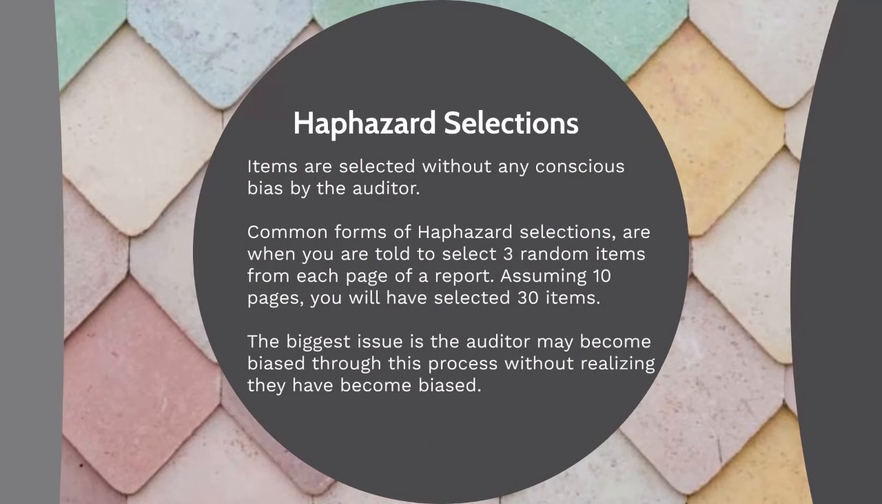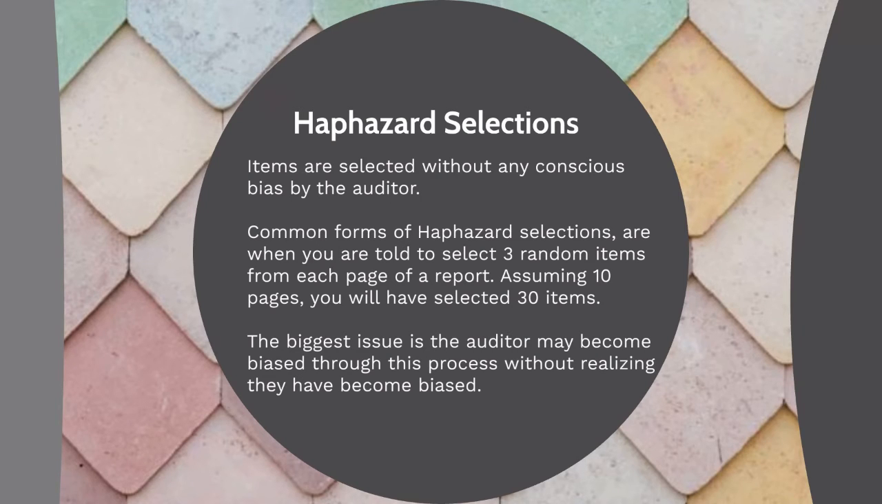Another sampling method is the haphazard selection method, in which items are selected without any conscious bias by the auditor. Common forms of haphazard selections are when you are told to select 3 random items from each page of a report. Assuming 10 pages, you will have your 30 selected items. The biggest issue is the auditor may become biased through this process without realizing they have become biased.